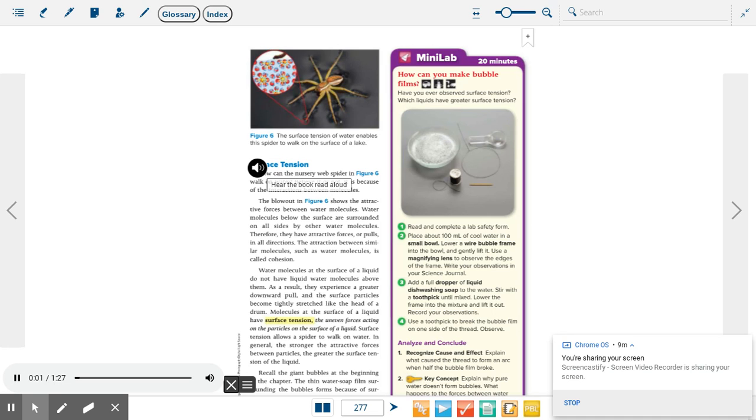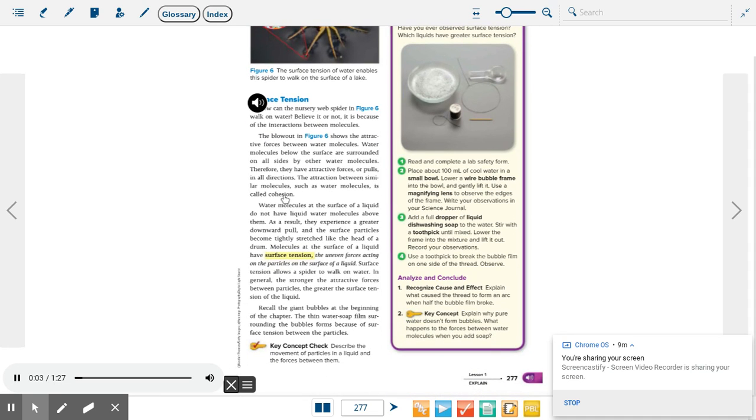Surface tension. How can the nursery web spider in Figure 6 walk on water? Believe it or not, it is because of the interactions between molecules. The blowout in Figure 6 shows the attractive forces between water molecules. Water molecules below the surface are surrounded on all sides by other water molecules. Therefore, they have attractive forces, or pulls, in all directions. The attraction between similar molecules, such as water molecules, is called cohesion.